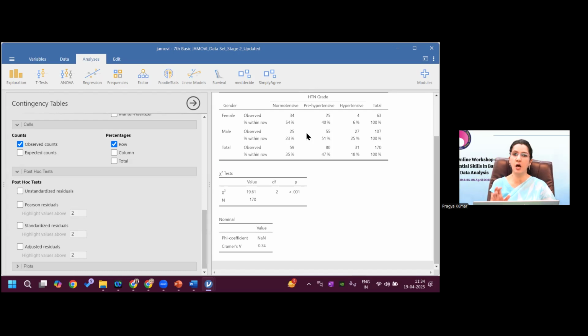There are 6 cells. How many cells are here? A 3/2 table, so there are 6 cells. Now, if you want to know which are the cells responsible for this significant p-value, which is the cell where the difference between observed and expected is maximum, remember I have used the term residual to show the difference between observed and expected.